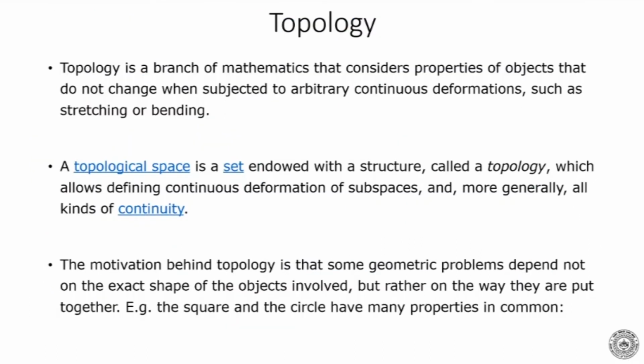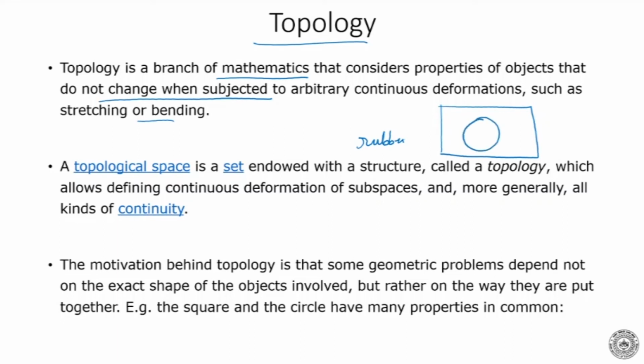Topology is a branch of mathematics that considers properties of objects that do not change when subjected to arbitrary continuous deformations such as stretching or bending. For example, let's take a rubber sheet, and I draw a circle on it. Suppose I stretch it, what is going to happen? The circle is going to become like this, probably an ellipse. But the properties of the object do not change when subjected to continuous deformations.